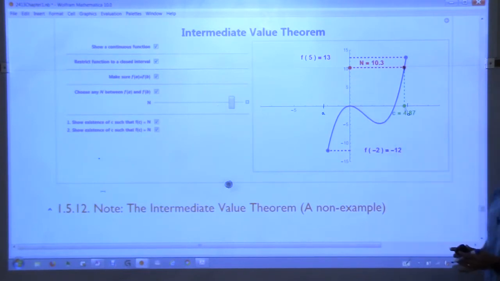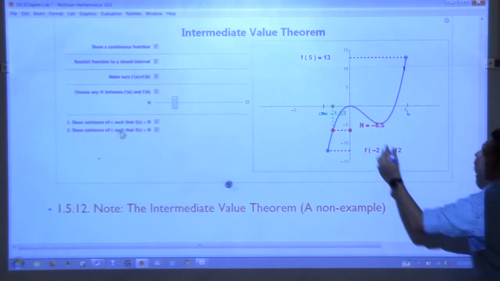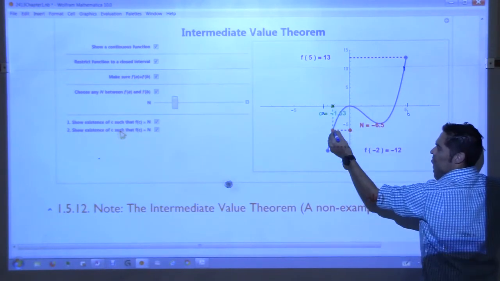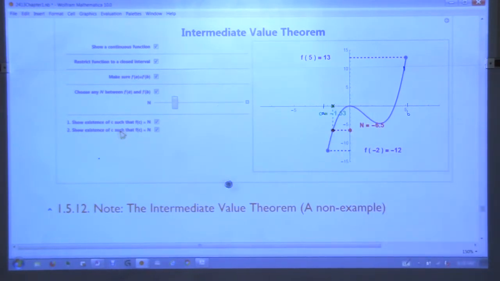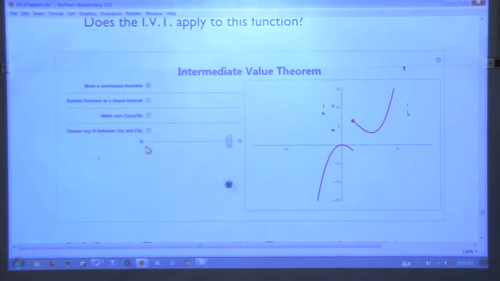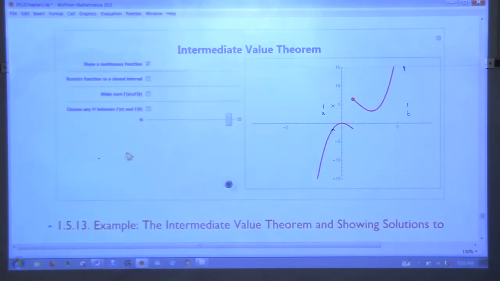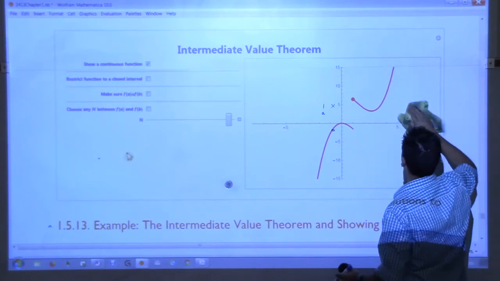This only works for continuous functions on closed intervals. So let me go back. If I changed that value of n, you can see that I'm going to find somewhere on the function an x value, right? I'm going to find somewhere where I'm going to get that output from the function. And that works for any number between the two endpoints. Make sense? Okay. So that's the intermediate value theorem. Here's an example of a function that would not satisfy the intermediate value theorem.